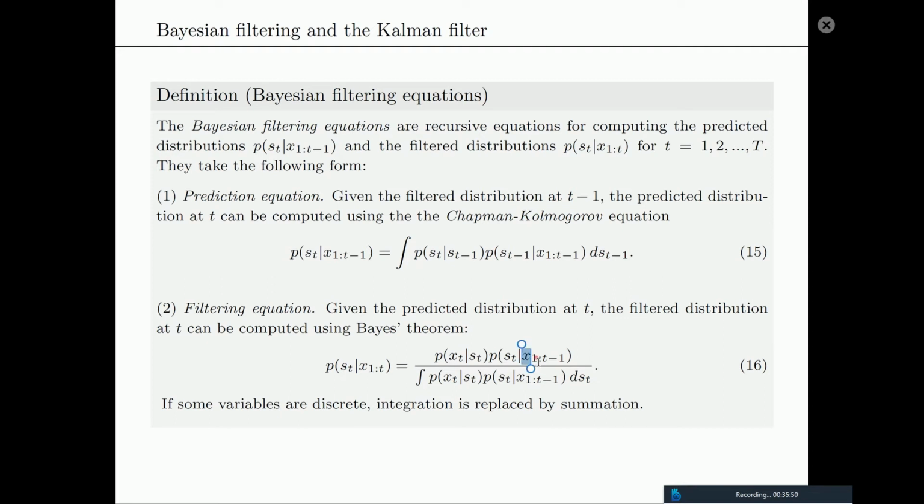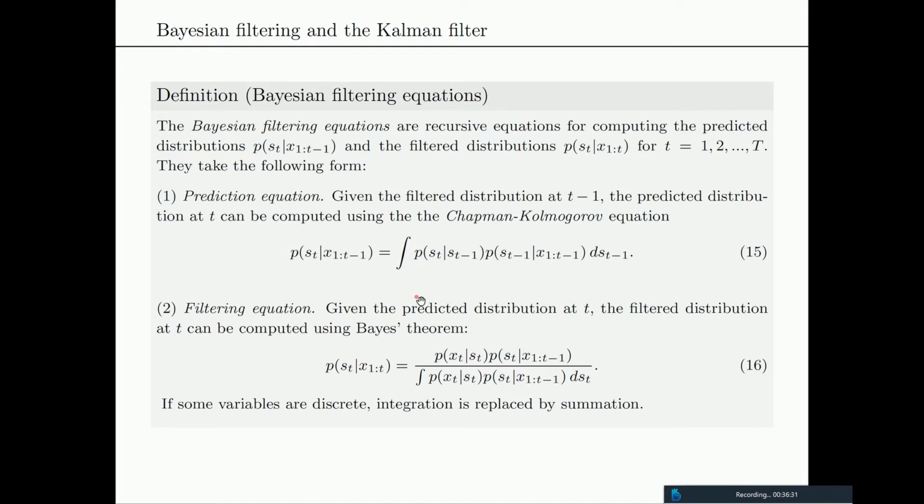Here, of course, the conditional independence property plays a role. In principle here you would also have x_1 to t-1, but in the definition of the state space model, x_t is conditionally independent of everything before that and only depends on s_t. So you can form the joint distribution of x_t and s_t given x_1 to t-1, and then divide by the marginal distribution of x_t, which you get by just integrating this over s_t.